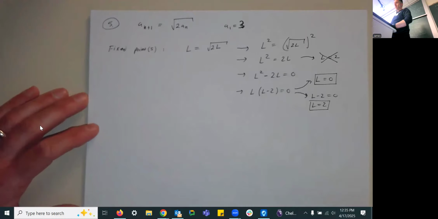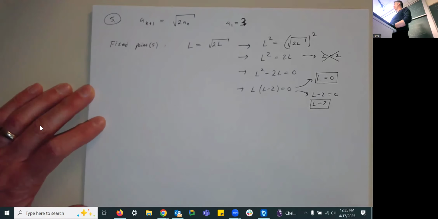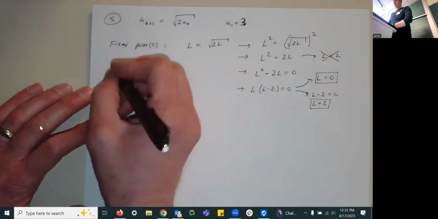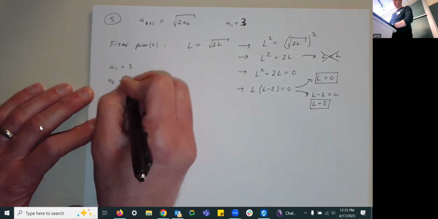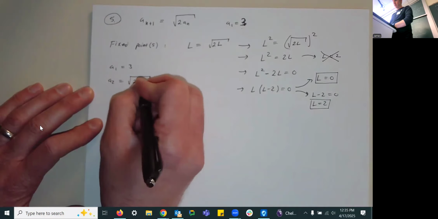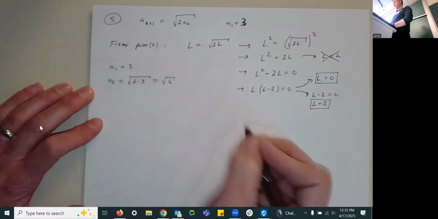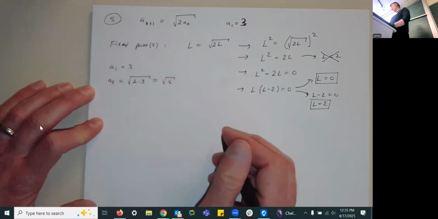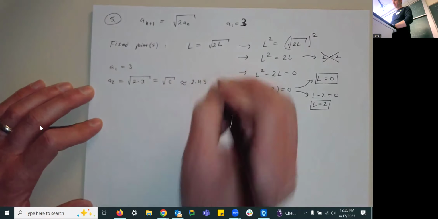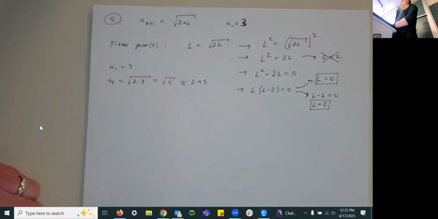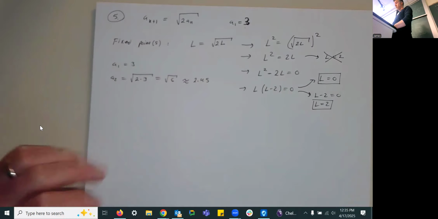All right, so let's plug in our beginning value of 3. So our a sub 1 is 3, and our a sub 2 is the square root of 2 times 3, which is the square root of 6, which unfortunately we kind of need the calculator to deal with. So that's approximately 2.45. So I started with 3, and my next result was a little bit smaller.